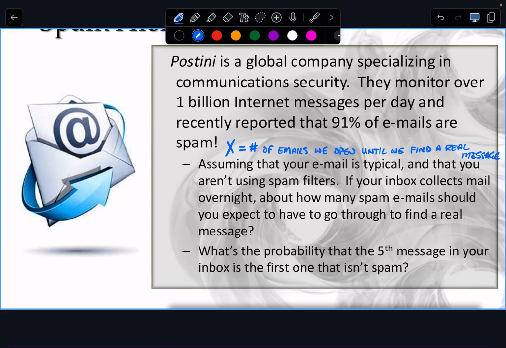Yesterday then, we would have also defined the number of trials we were using as well as the probability of success. In a geometric setting though, we don't know how many trials it's going to be. That's what we're trying to figure out. So the only thing we can define is that probability of success. And so for this setting, we said a success was getting a real email. What's the probability that we get a real email?